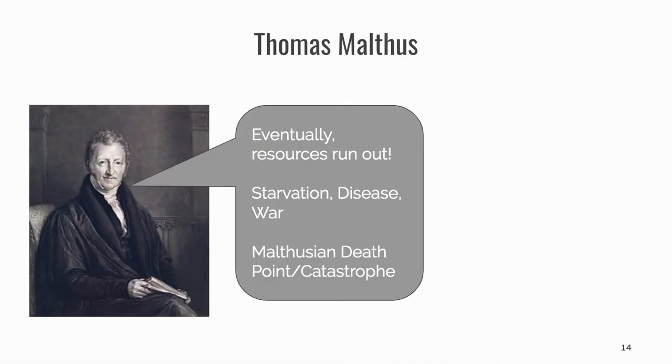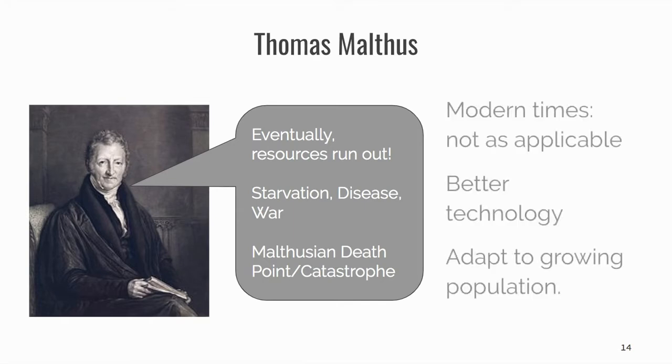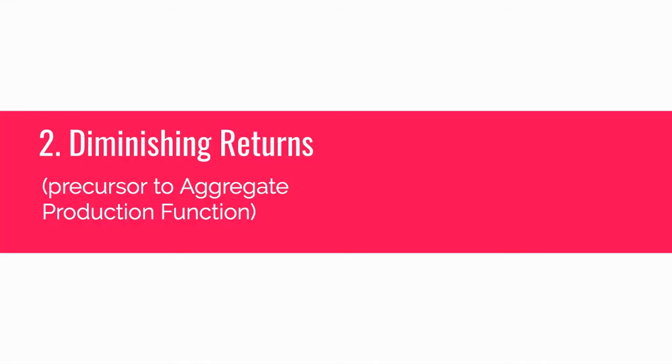So, according to Malthus, eventually resources like food will run out, which leads to things like starvation, disease, or war as people fight over scarce resources. This is what's called the Malthusian death point or the catastrophe point. In modern times, Malthusian economics is not as applicable because we've got better technology that has helped us adapt our resources to our growing population. I promise that was our longest topic.